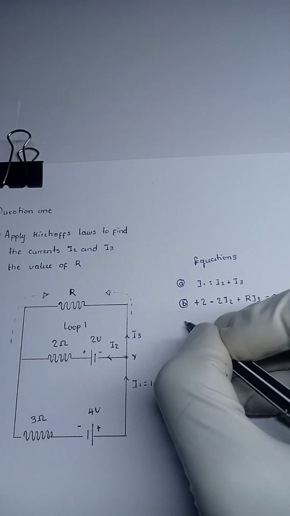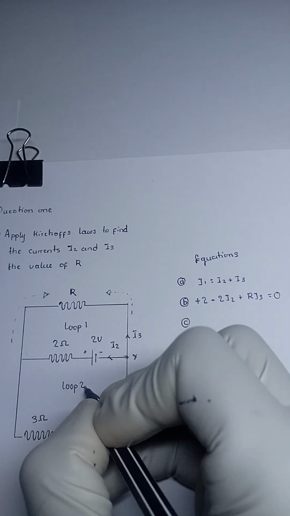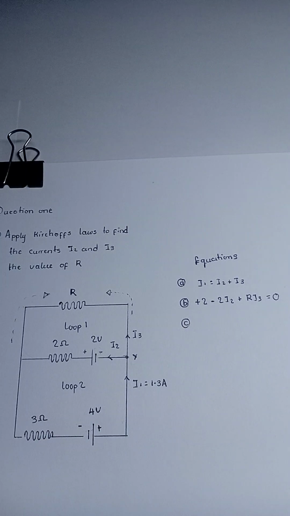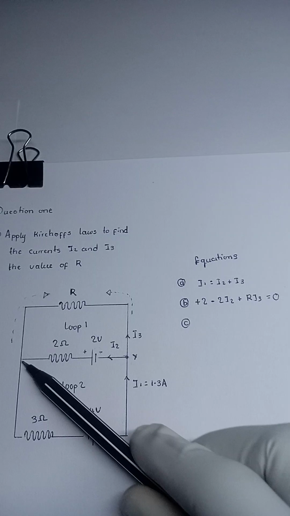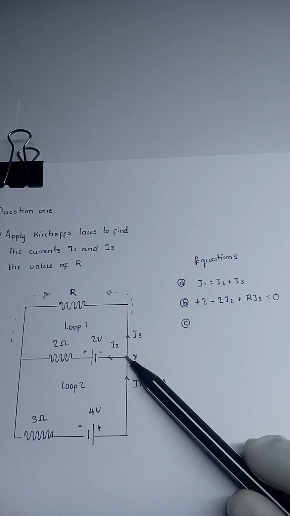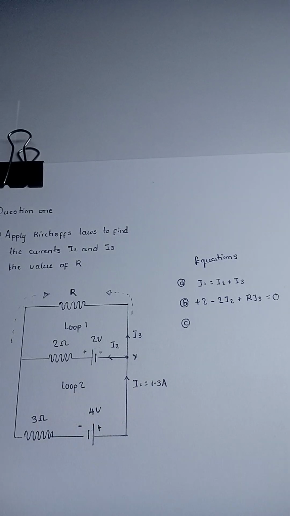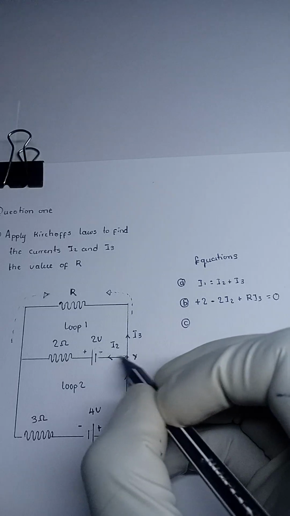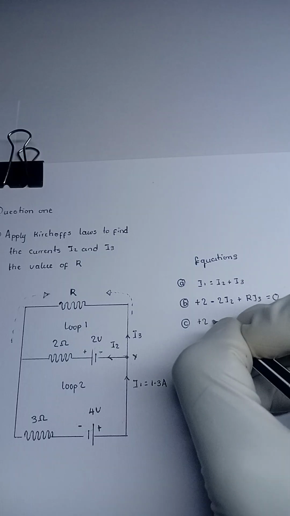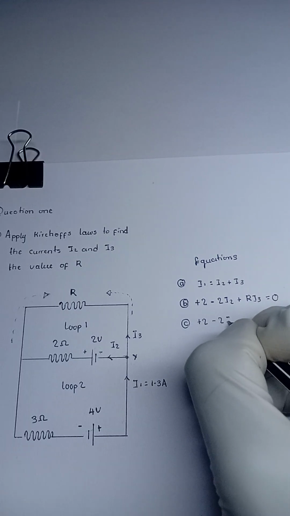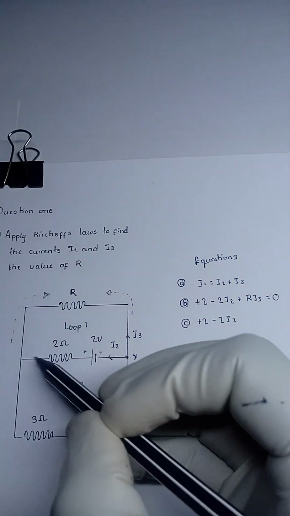For your second loop, let's call this bottom loop loop 2. I'm going to maintain my starting position, which is Y. Now I'm going to go down this way. You can also go the other way, but I'm going to choose this side. So it's going to be the same as I started. I meet the 2-volt battery, so it's a voltage lift, a plus 2, then minus the 2 ohm resistor with the I2 current passing through it, and then I come down.